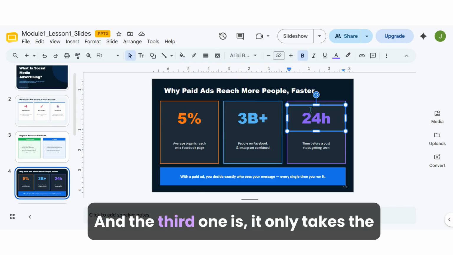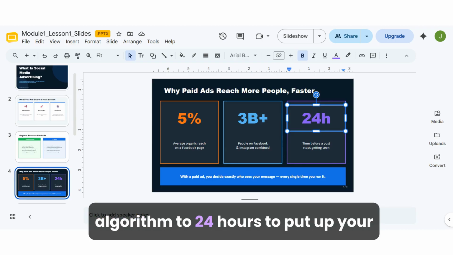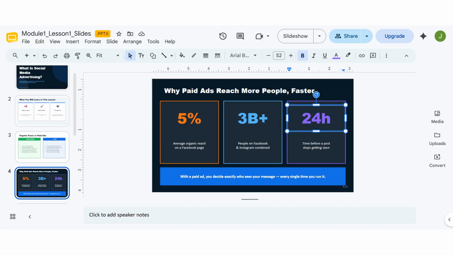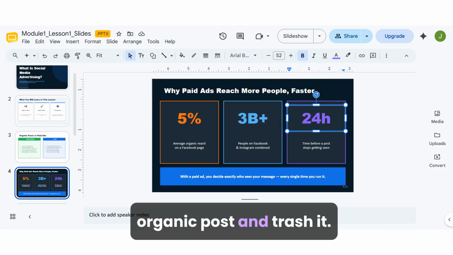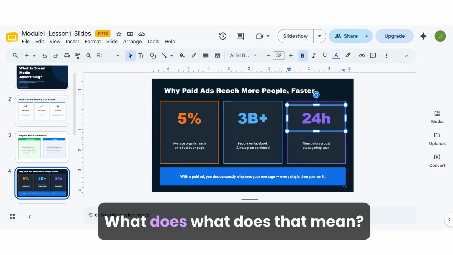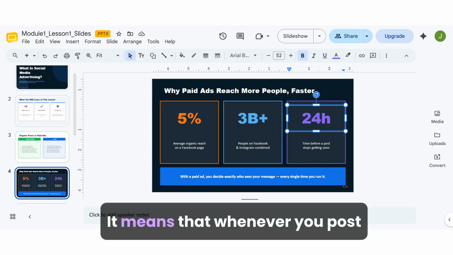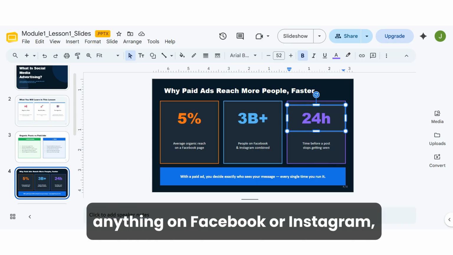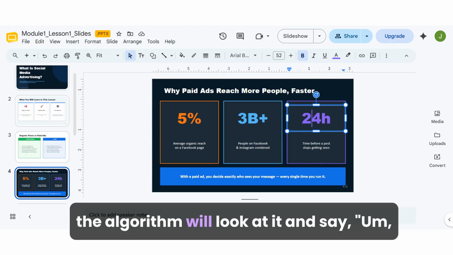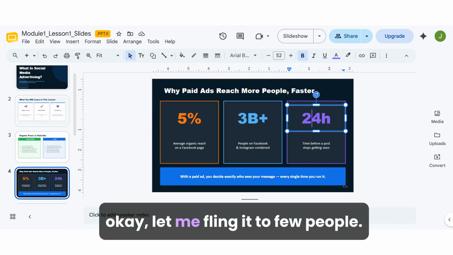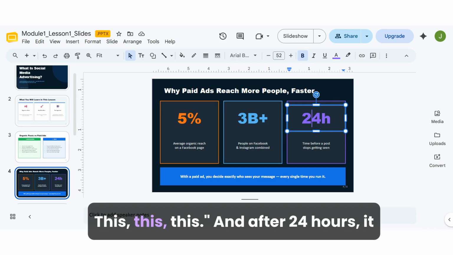And the third one is it only takes the algorithm 24 hours to put up your organic post and trash it. What does that mean? It means that whenever you post anything on Facebook or Instagram, the algorithm will look at it and say, okay, let me fling it to a few people.